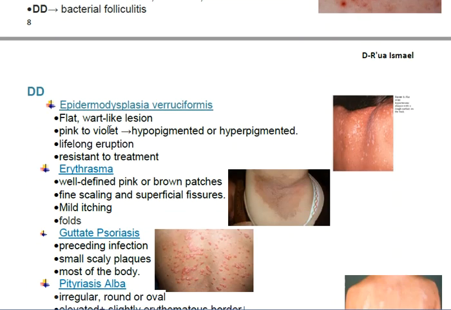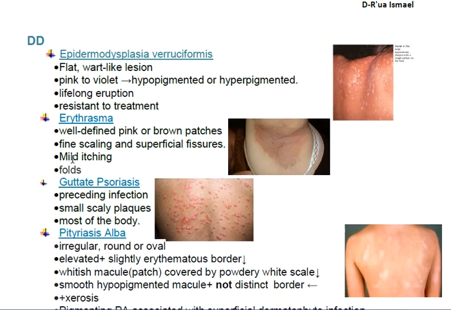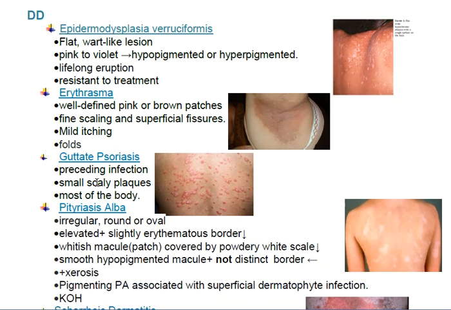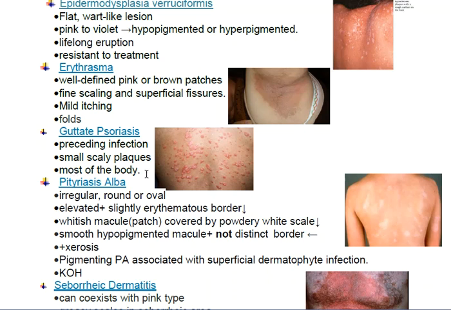Differential diagnosis: epidermodysplasia verruciformis, which has flat wart-like lesions. It's a genetic disease, pink to violet, hypopigmented or hyperpigmented, lifelong and resistant to treatment. Erythrasma: a well-defined pink-brown patch with fine scaling and superficial fissures. There is mild itching and it is found in folds. Guttate psoriasis is preceded by an upper respiratory tract infection. Small scaly plaques with silver scales are found on most of the body.